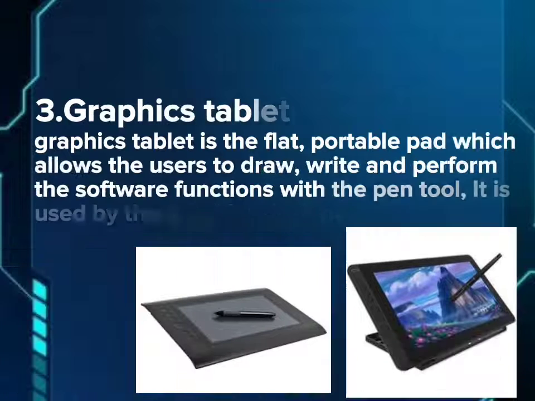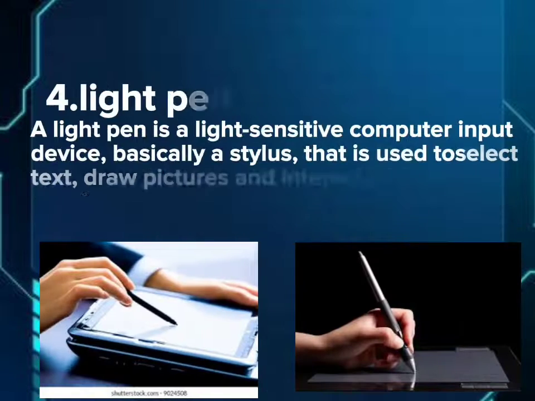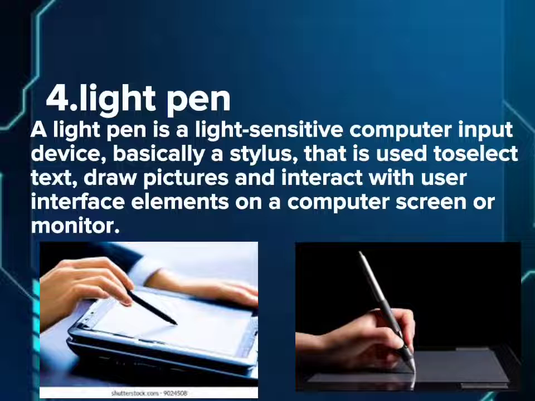Number 3 is graphics tablet. A graphics tablet is a flat portable pad which allows the user to draw, write, and perform. It is used by graphic designers and illustrators. Number 4 is light pen. A light pen is a light-sensitive computer input device, basically a stylus that is used to select text, draw pictures, and interact with user interface elements on a computer screen or monitor.